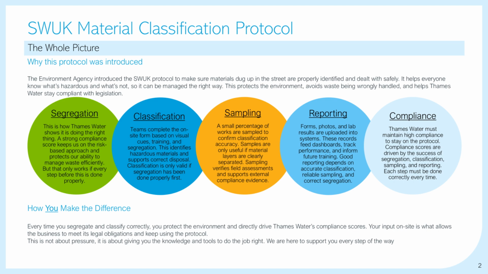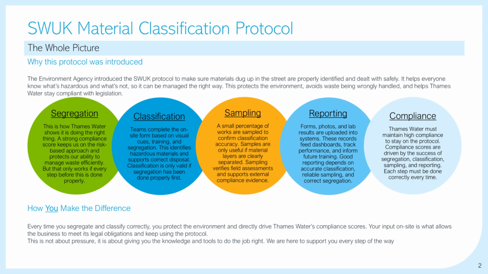Once on site, the first job is to excavate and segregate the material into layers. That means separating the bituminous layer from the subbase. Segregation is essential. Without it, the next step, classification, cannot be done properly. After segregation, the team uses visual checks, smell, and sometimes testing to classify the materials. This is where we identify anything hazardous. Classification is a critical part of compliance and helps make sure waste is managed safely and legally.